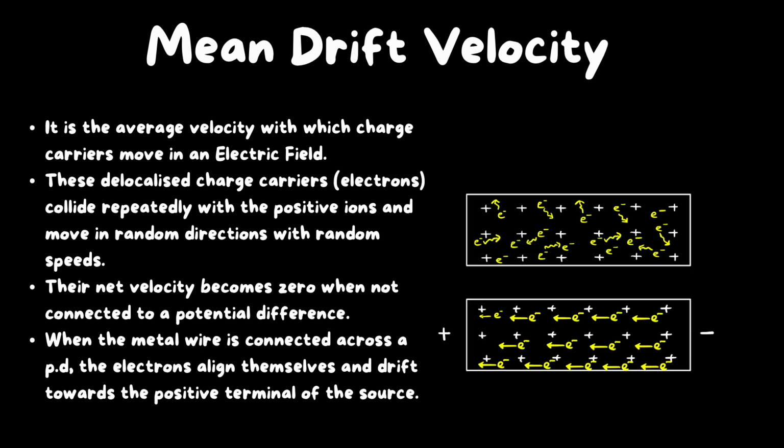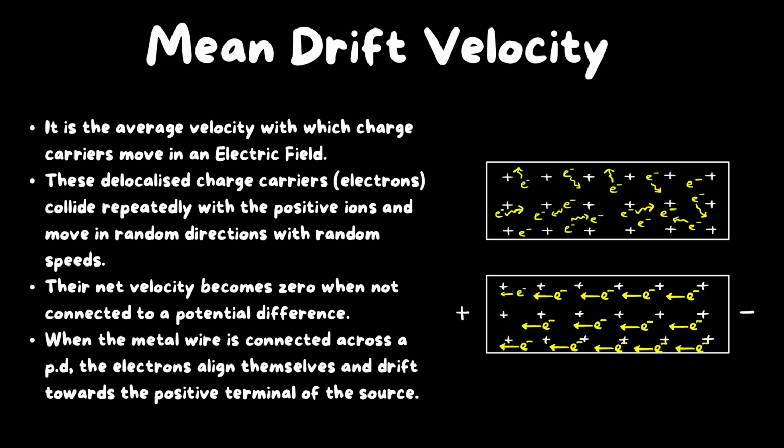Let's have a look at this diagram here. In the first instance, the electrons are moving in all haphazard directions and with random speeds. However, when you connect this piece of wire across a potential difference, the electrons will align themselves and basically drift towards the positive terminal of the source.